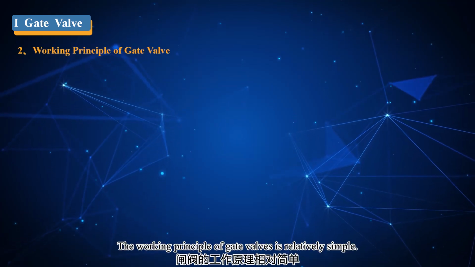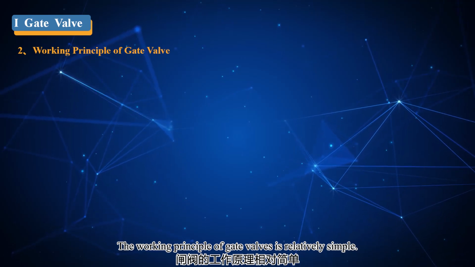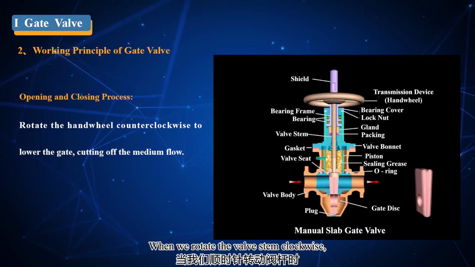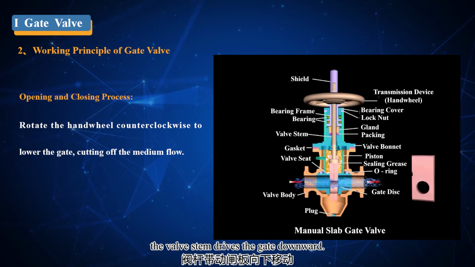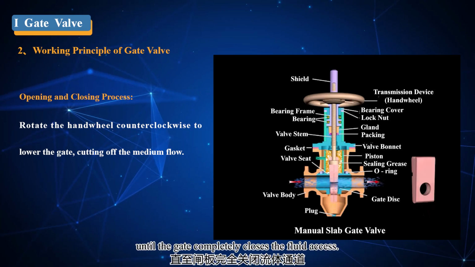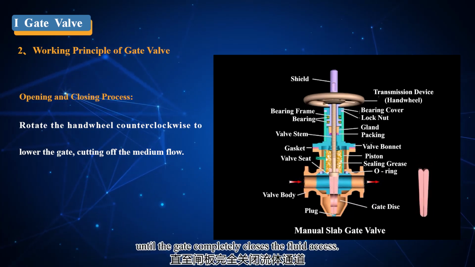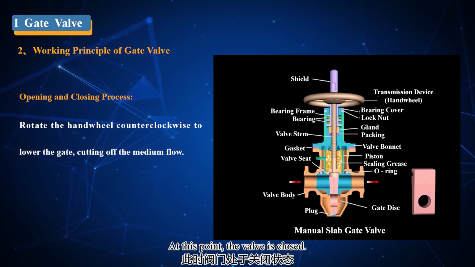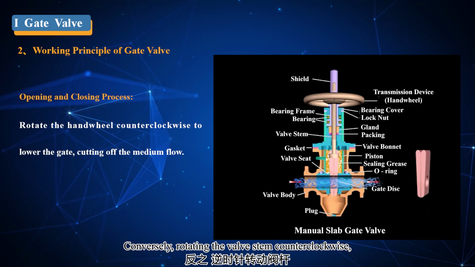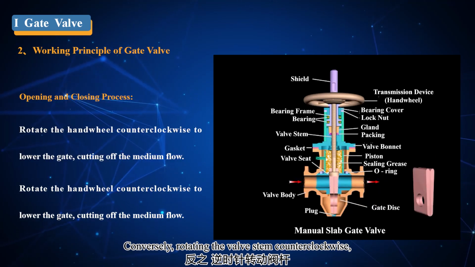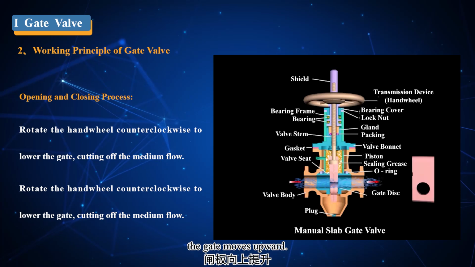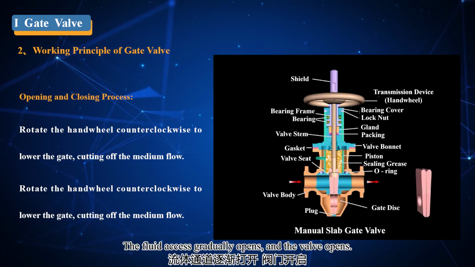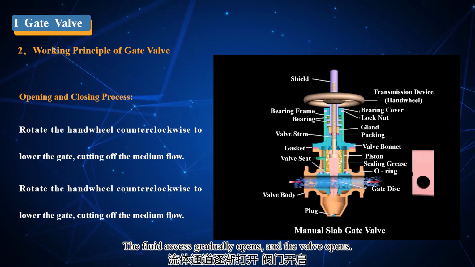The working principle of gate valves is relatively simple. When we rotate the valve stem clockwise, the valve stem drives the gate downward until the gate completely closes the fluid access. At this point, the valve is closed. Conversely, rotating the valve stem counterclockwise, the gate moves upward. The fluid access gradually opens, and the valve opens.